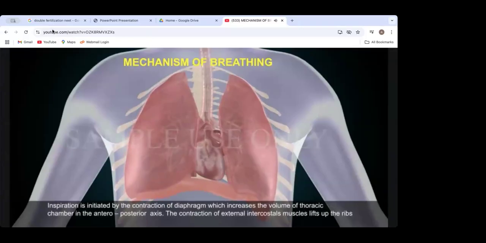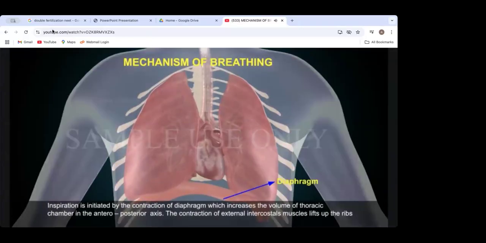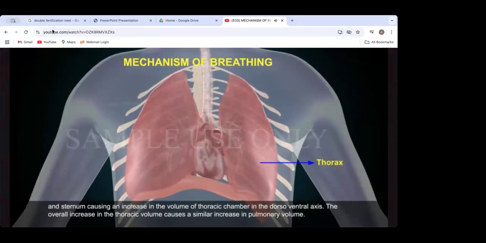Inspiration is initiated by the contraction of the diaphragm, which increases the volume of the thoracic chamber in the antero-posterior axis. The contraction of the external intercostal muscles lifts up the ribs and sternum, causing an increase in the volume of the thoracic chamber in the dorsoventral axis. The overall increase in thoracic volume causes a similar increase in pulmonary volume.